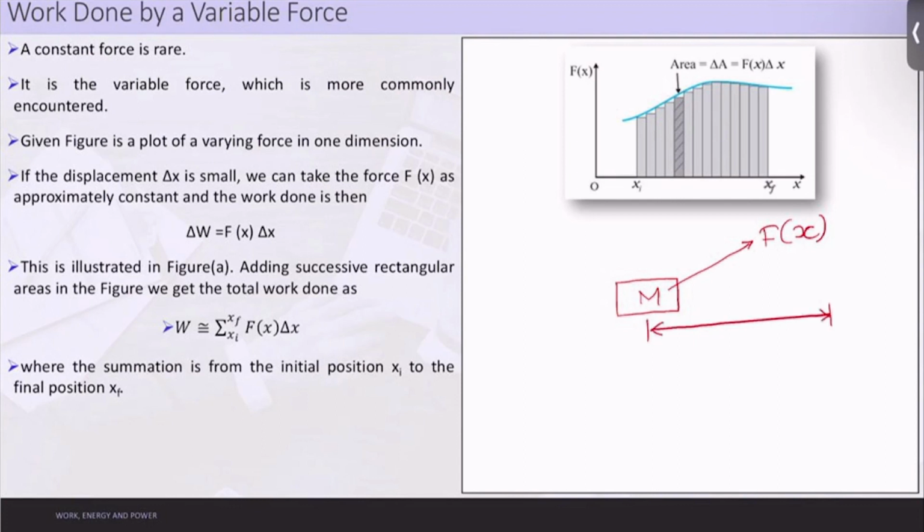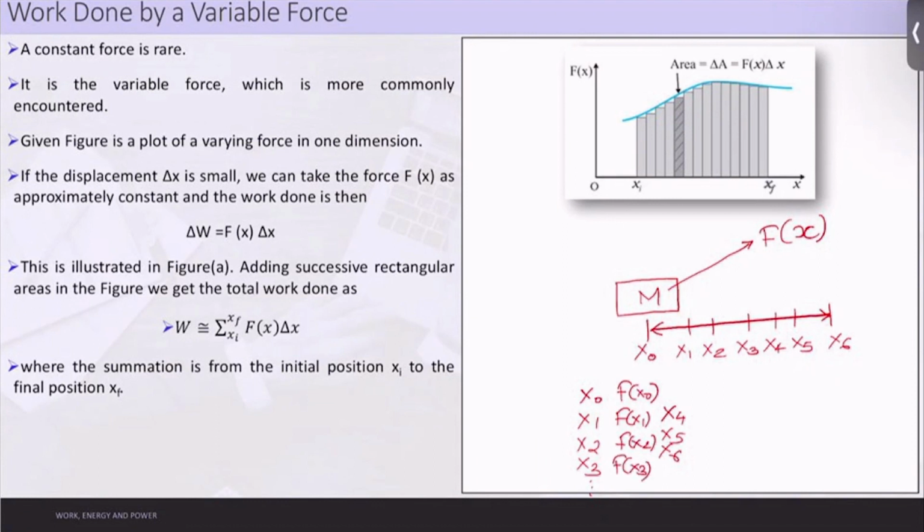If I divide this into several divisions, let's say this is x0, this is x1, this is x2, this is x3, this is x4, this is x5, this is x6. Variable force simply means that for each value of x0, x1, x2, x3, till x4, x5, x6, we have different values of force. So f of x0 will be used here, f of x1 will be used here, f of x2 will be used here, f of x3 will be used, and similarly for 4, 5 and 6 also.